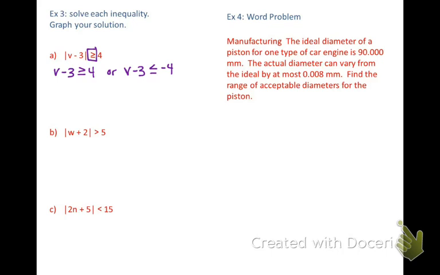So we are going to find out what they equal or less than or equal to. So I'm going to add 3 to both sides. So I'm going to have V is greater than or equal to 7, or we add 3 to both sides, V is less than or equal to negative 1. Okay, here's the two answers we discussed.